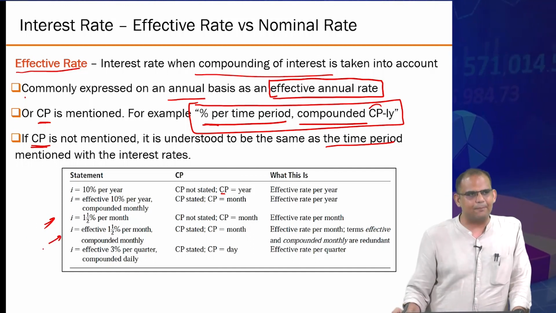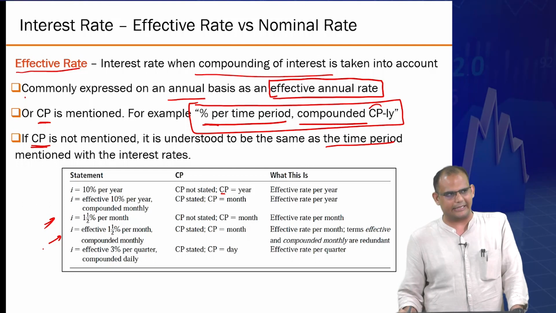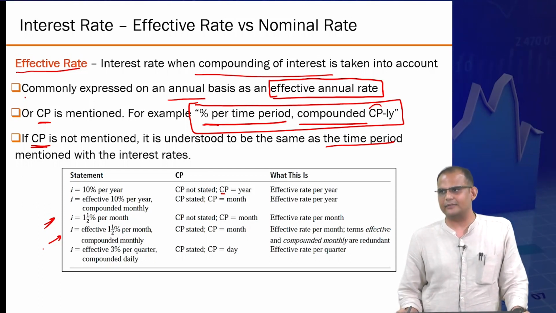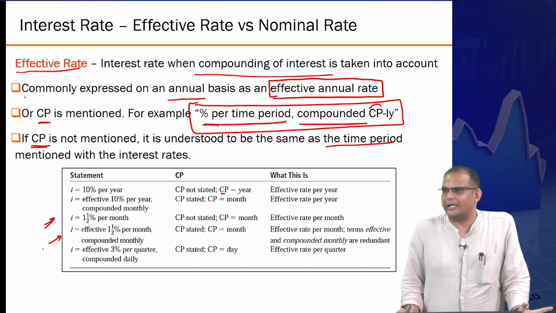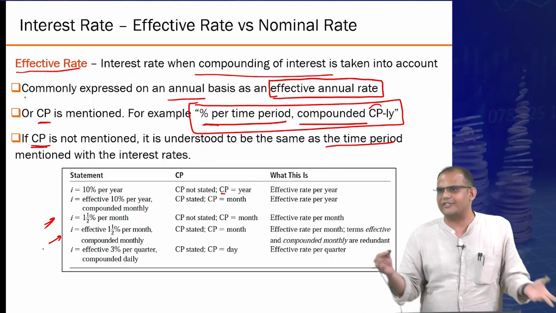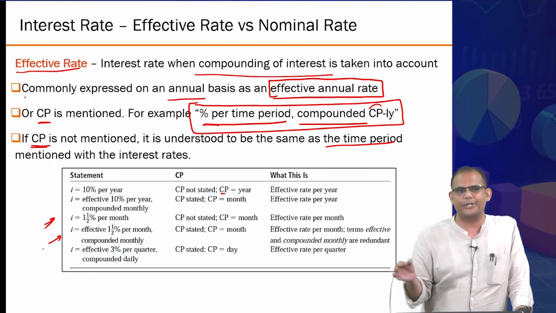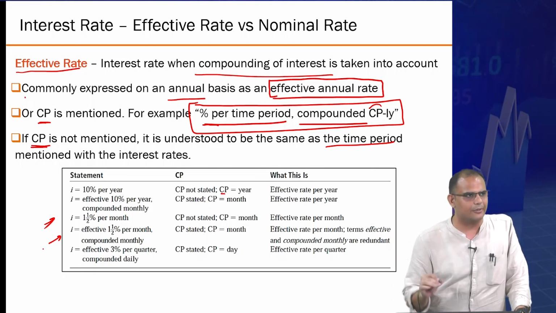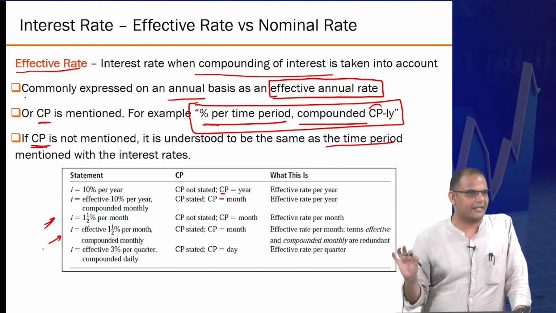Effective 1.5% per month, compounded monthly. T and CP are basically not needed. You could have just avoided mentioning them. It's redundant information. You don't need to do anything. Again, this is an effective monthly rate directly given to you. Straight away use it for monthly transactions.